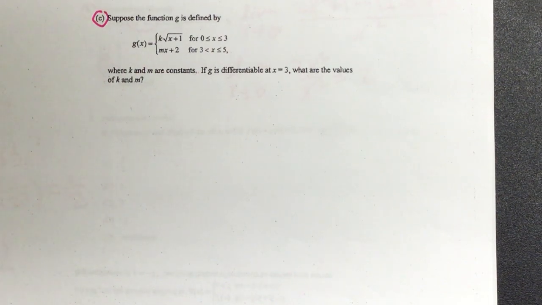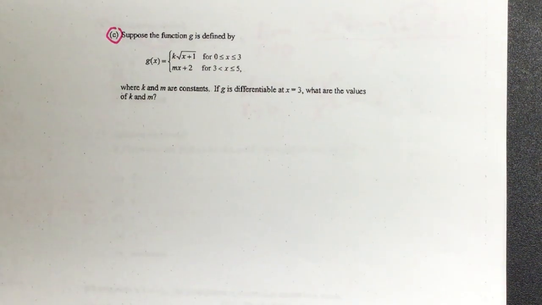Suppose the function g is defined by g of x equals k square root of x plus 1 for 0 is less than or equal to x, less than or equal to 3, and mx plus 2 for 3 is less than x, less than or equal to 5, where k and m are constants. If g is differentiable at x equals 3, what are the values of k and m?